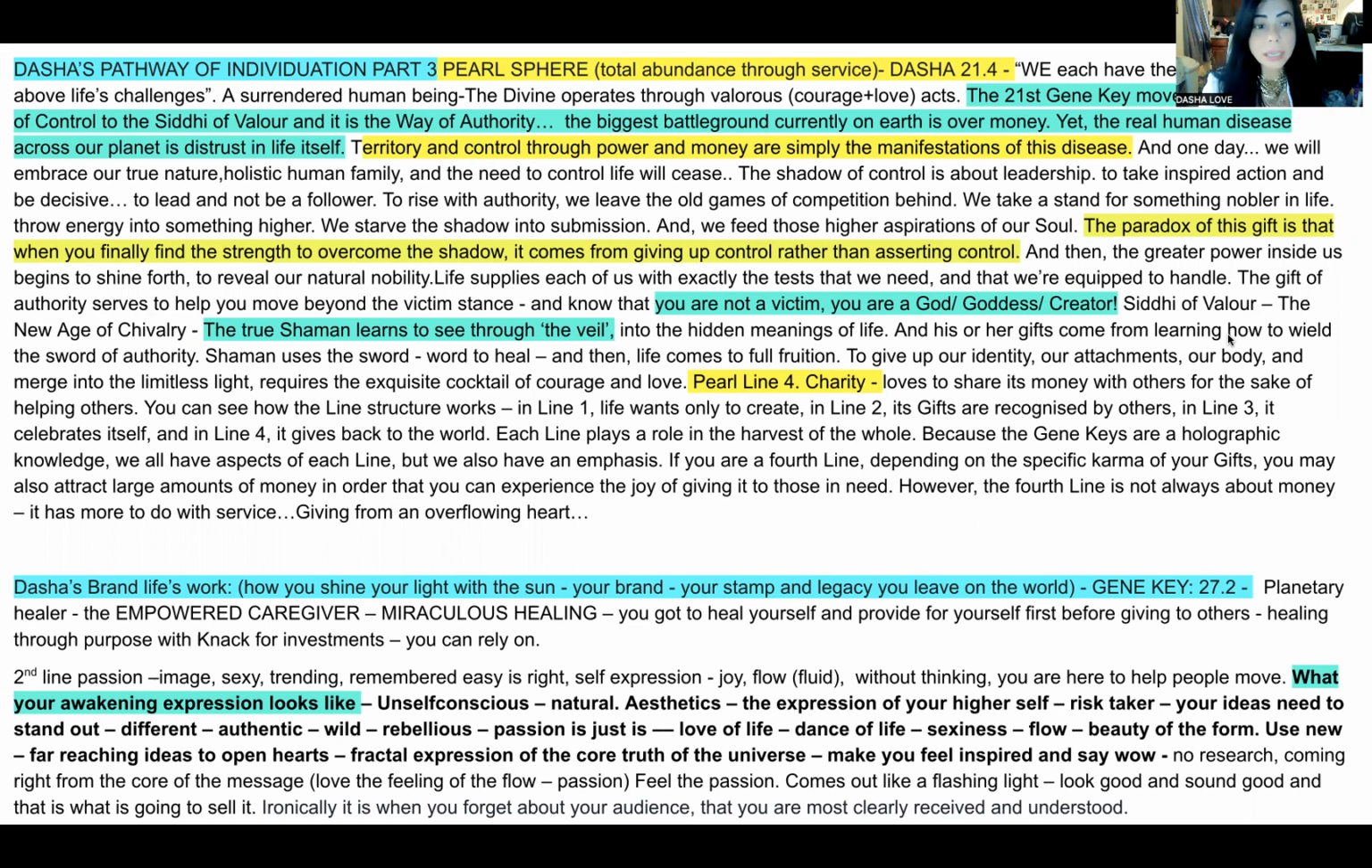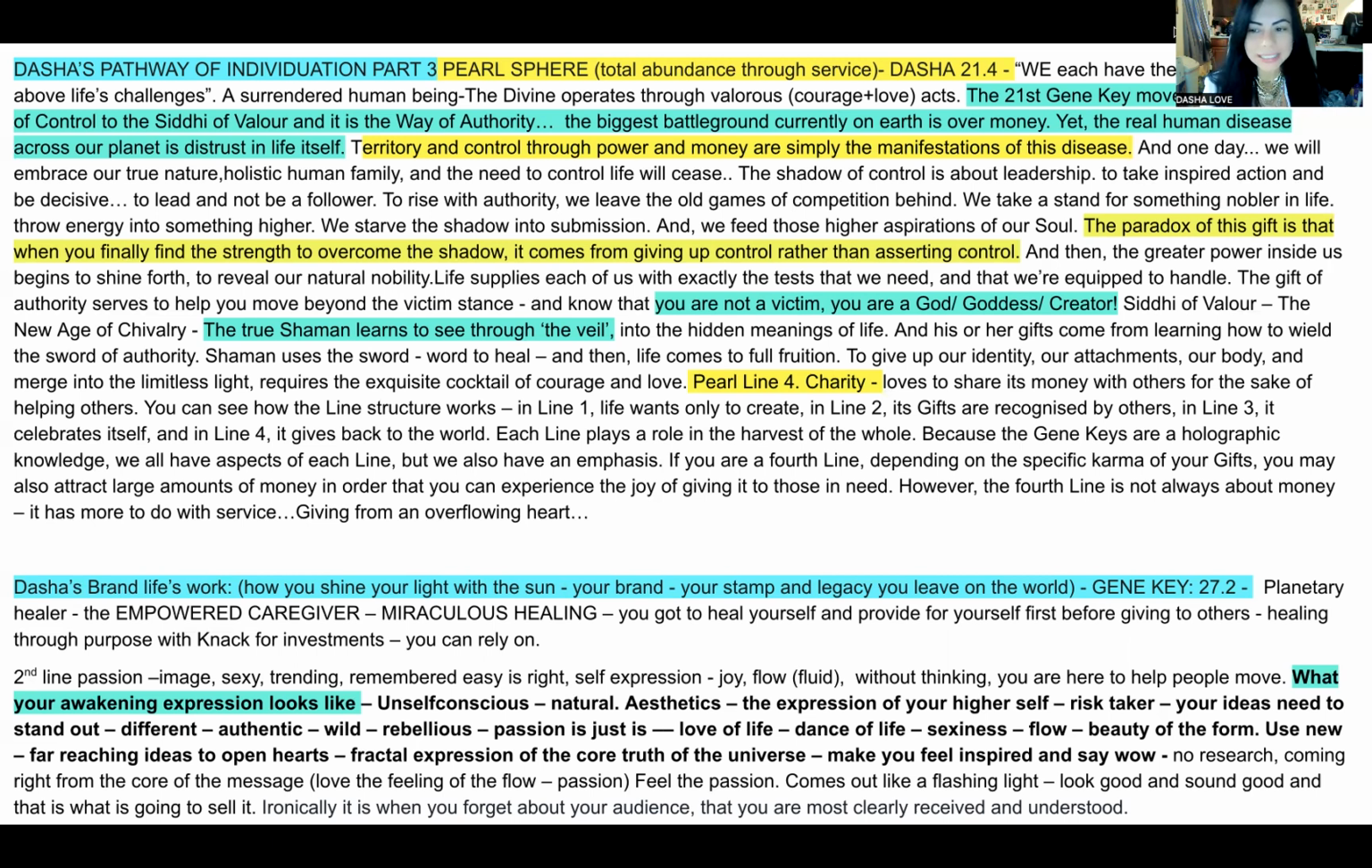So the paradox of this gift is that when you finally find strength to overcome the shadow, it comes from giving up control rather than asserting control. And then the greater power inside of us begins to shine forth, to reveal our natural nobility. So life supplies us each with exactly the test that we need and that we're equipped to handle. So the gift of authority serves to help you move beyond the victim stance and know that you are not a victim. You are a god. You're a goddess. You're a creator, creatrix.